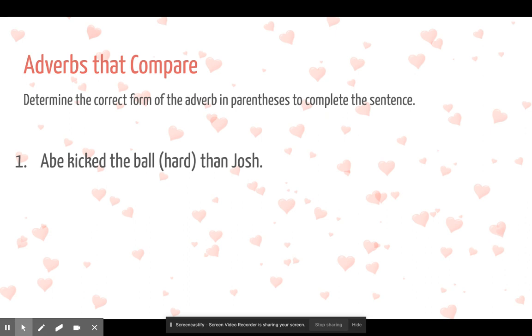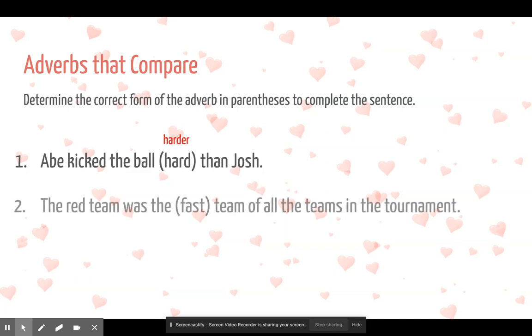So you are going to determine the correct form of the word in parentheses to complete the sentence. Number 1 says, Abe kicked the ball hard than Josh. What are we going to change that adverb to show comparing? You should have said harder. We are looking at comparing how Abe kicked the ball and how Josh kicked the ball. Number 2, the red team was the fast team of all the teams in the tournament. What is the adverb that compares here? You should have said fastest. The red team is being compared to all of the other teams, so they were the fastest.